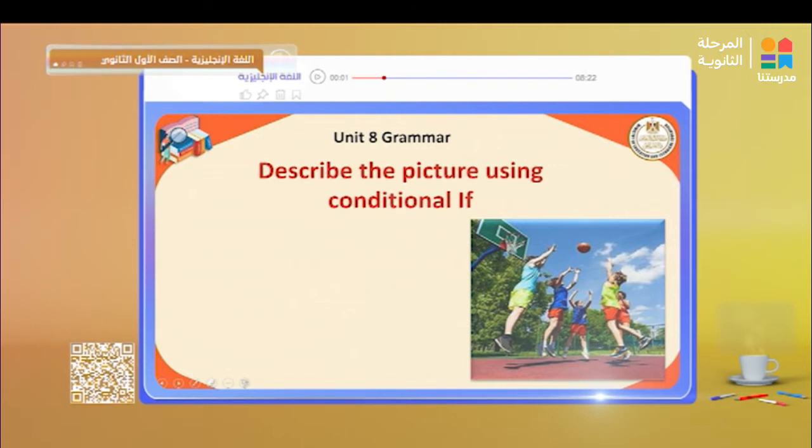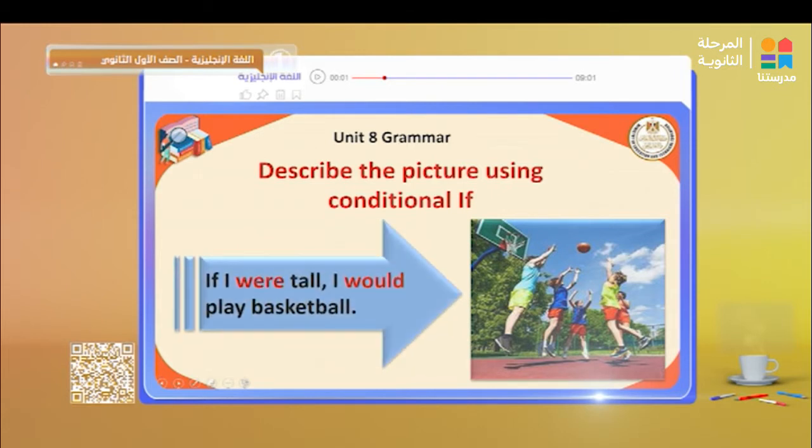What about this photo? We can say, if I were tall, I would play basketball. If I were tall, this is if type 2. Does it express the past? No, it doesn't express the past. It expresses the present, but it's something improbable in the present. Something improbable or impossible.